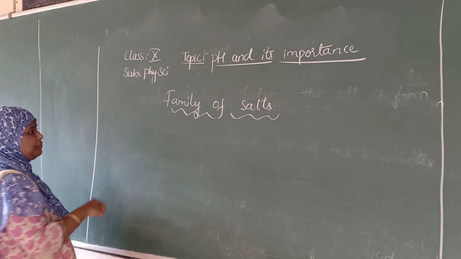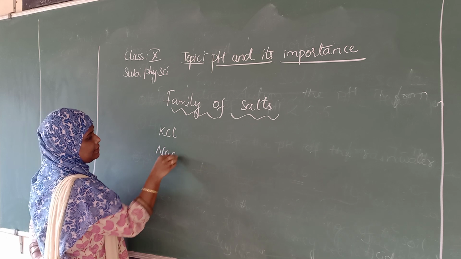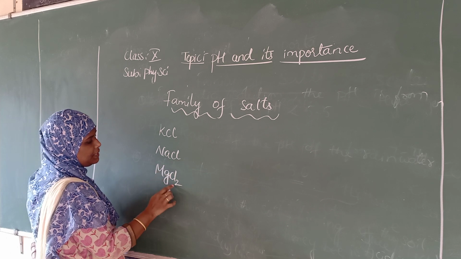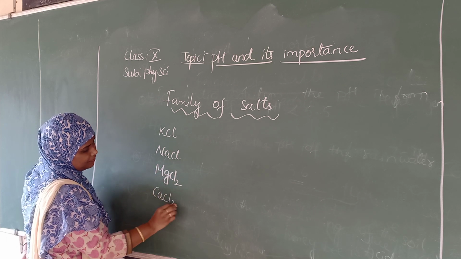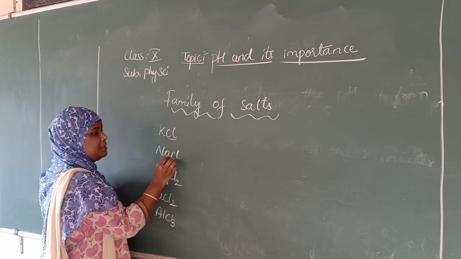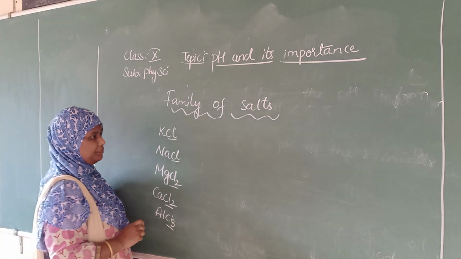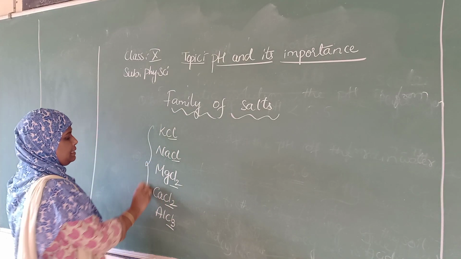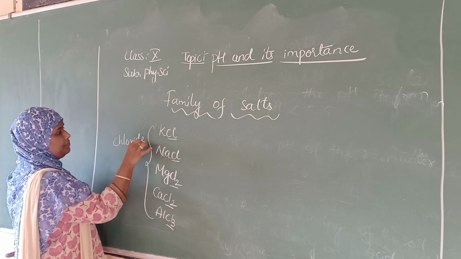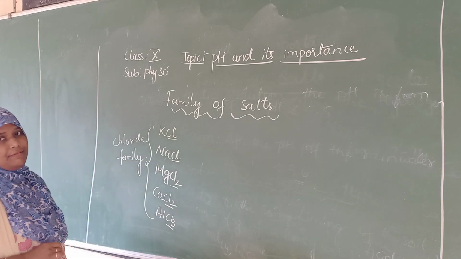So let us see, let us observe a few salts like KCl, NaCl, magnesium chloride, potassium chloride, sodium chloride, magnesium chloride, calcium chloride, aluminium chloride. In all these, the common ion is the chloride ion, or chlorine is common among them. So all these salts are said to belong to the chloride family. These are the salts of the chloride family.